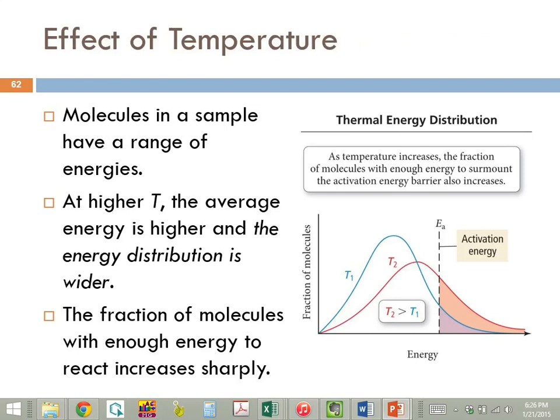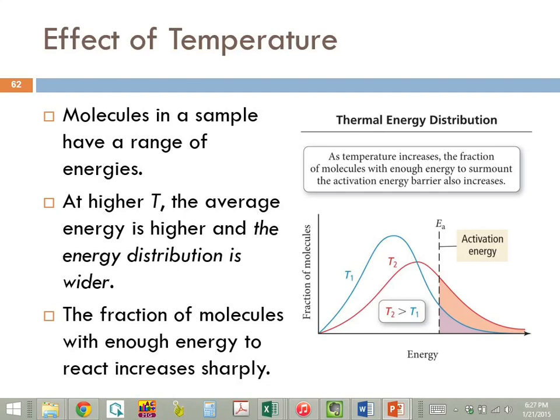So we learned in 1A that molecules in a sample have a range of energies, right? The temperature is a measure of the average kinetic energy of the molecules. And so we can look at an energy distribution, where here the fraction of molecules is on the y-axis and the energy is on the x-axis. And so at temperature 1, we see this nice, kind of bell-shaped curve that represents the energies of the different molecules. And so the average energy is going to be around here, but some of them have low energy and some of them have high energy. The temperature measures the average energy.